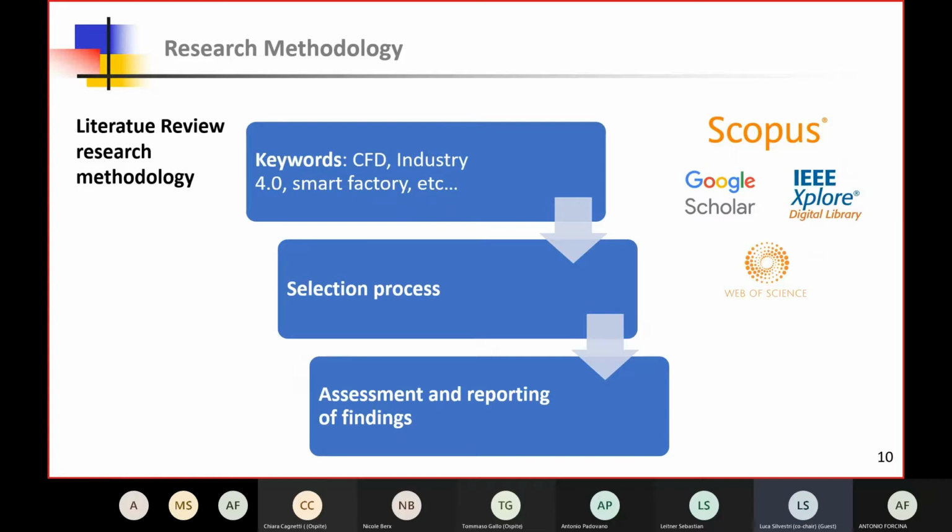The second step was the selection process, in which I first read the title of the paper and then the abstract, and if they fell into the scope of my work, I continued reading the whole article and decided if include or not it in my database. The last step is the assessment and reporting of findings.